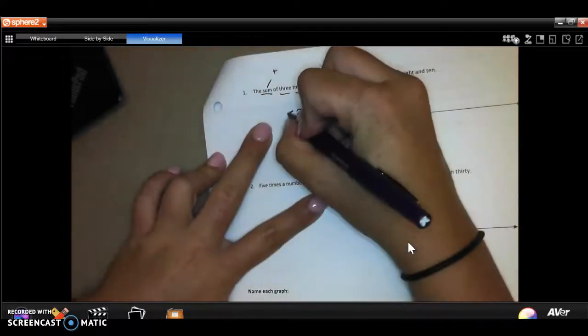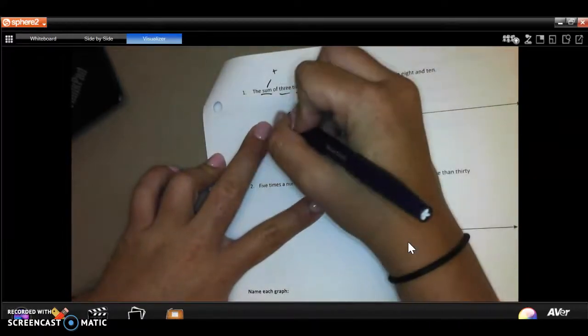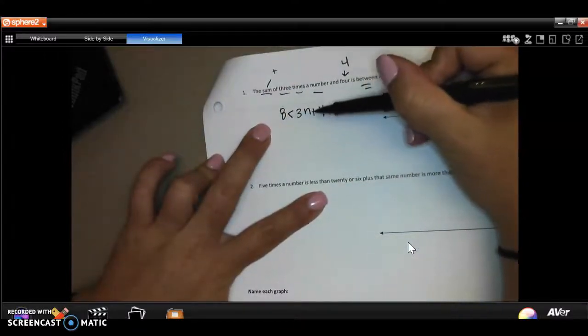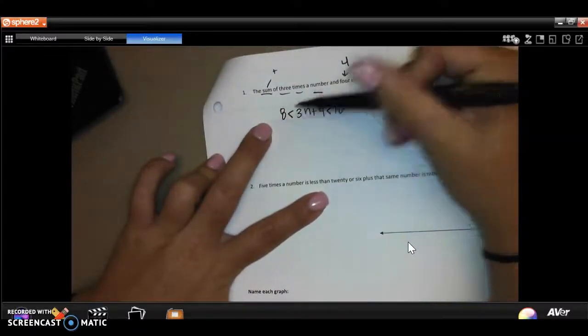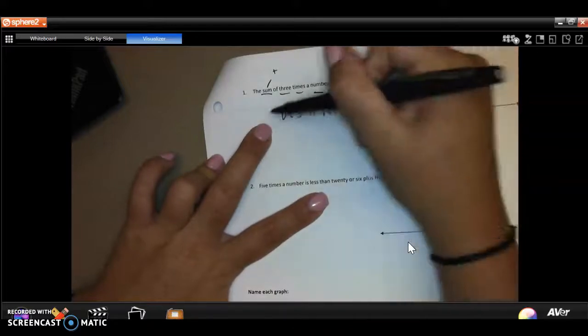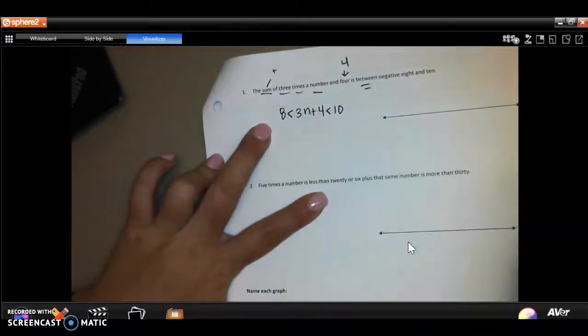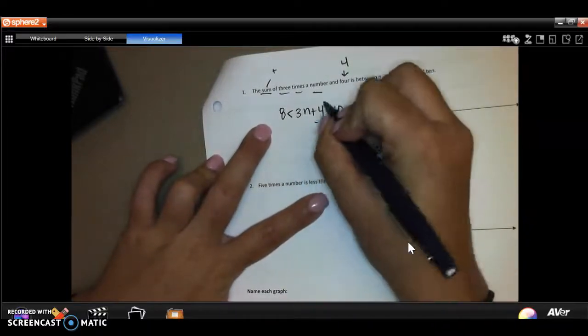Well, if we have something in between, our arrows or our inequality signs are going to go the same way. So the sum of 3 times the number plus 4 is in between 8 and 10. So we have to figure out what that is. We're going to go ahead and solve. I want to get my variable by itself in the middle. Subtract 4 from both sides.